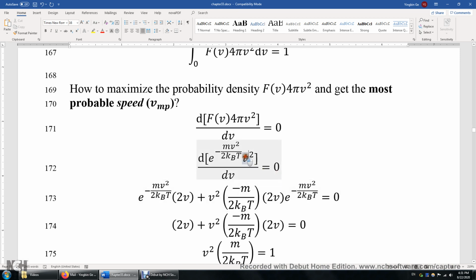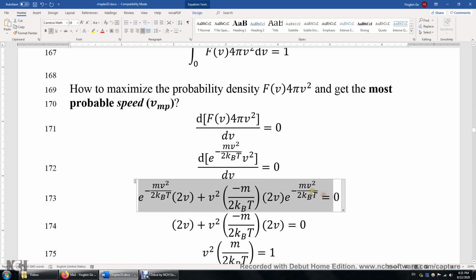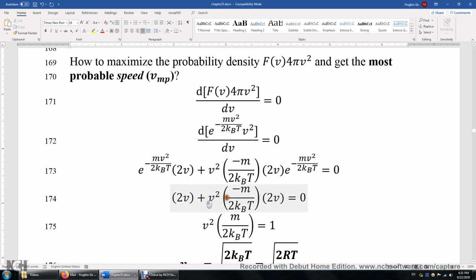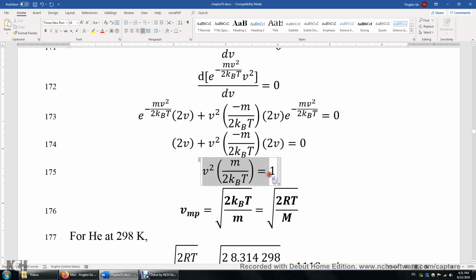We take the first derivative of v², that's 2v, multiplied by this Gaussian function. And then we have v² times the first derivative of this Gaussian function. You have to use the chain rule here. And then we simplify this equation. We get this one by dividing both sides by e to the power of negative mv² over 2kBT. We have this. All right. And then we have this simplified equation that leads to the most probable speed.